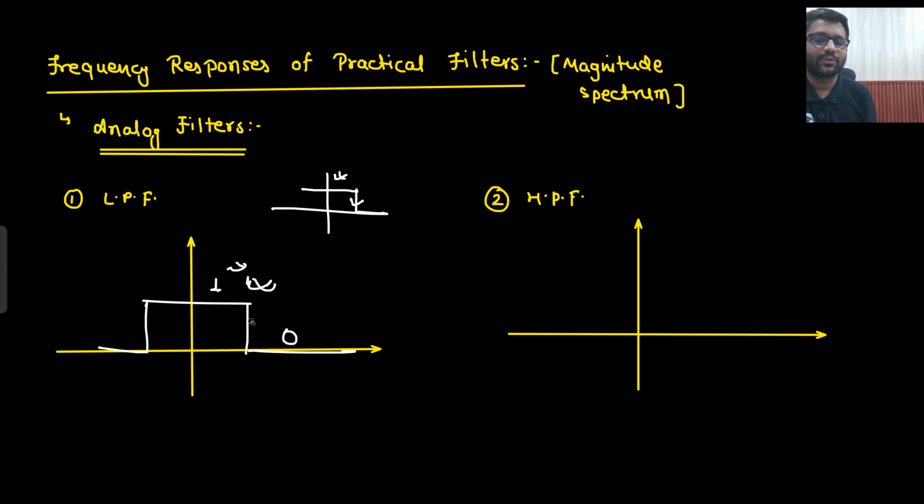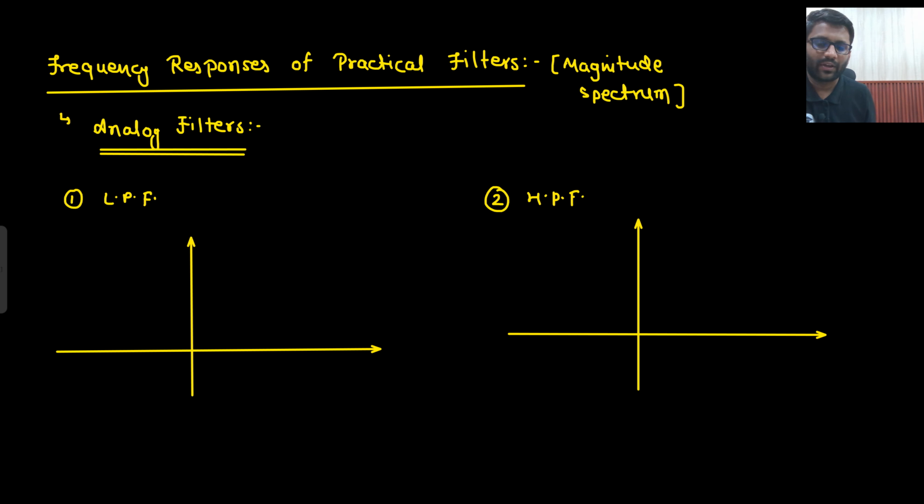So always what kind of response will you get? I am first talking about analog filters. So what kind of response will you get? At 0 frequency you are getting a gain of 1, but after that the gain will continuously decrease and slowly it will come down to 0. So the gain will just keep on decreasing.